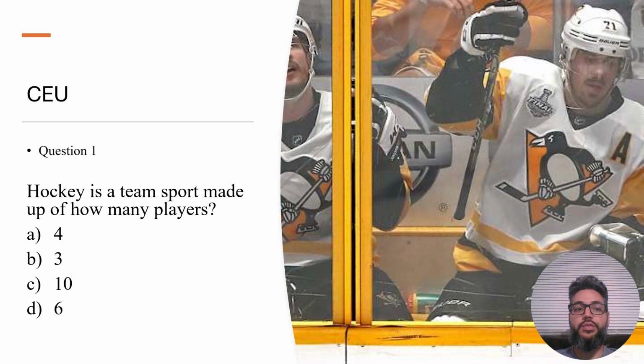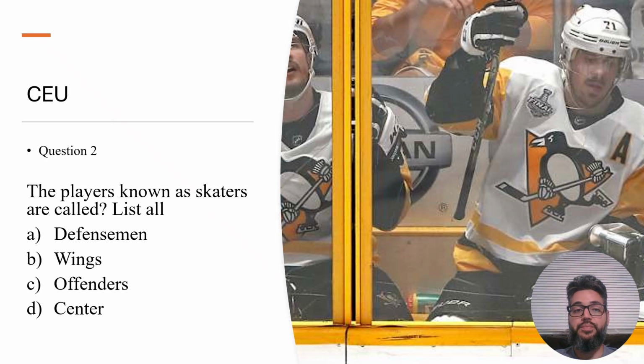Now for a little quiz. Question 1. Hockey is a team sport made up of how many players? 4, 3, 10, or 6? Question 2. The players known as skaters are called what? And list them. Defensemen, wings, offenders, center. Remember, they all have different names.